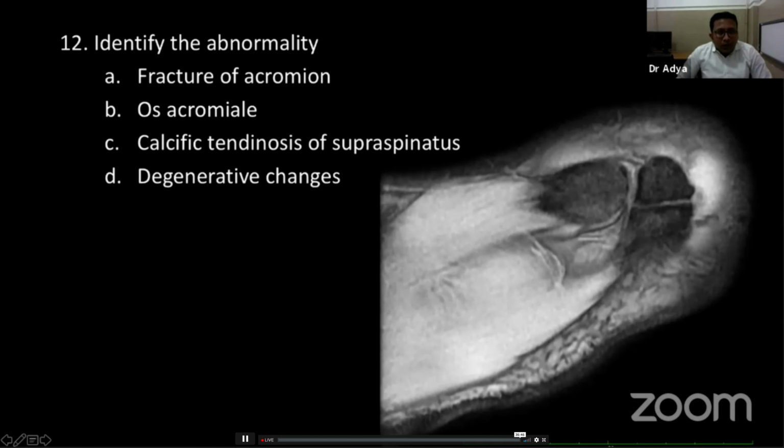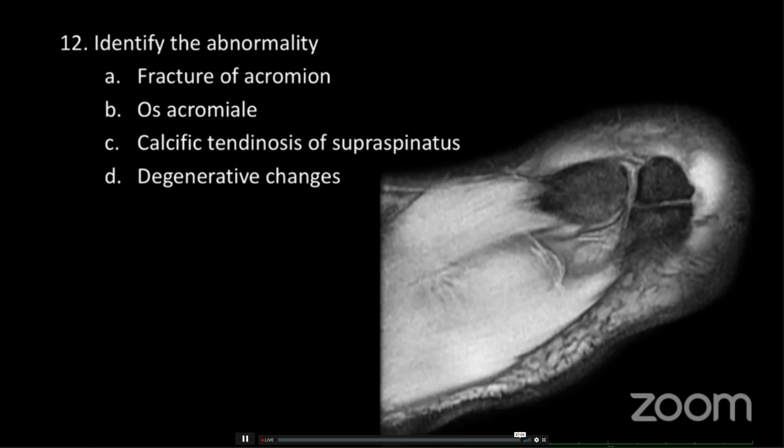Next question. Identify the abnormality. A is fracture of acromion, B is os acromiale, C, calcific tendinosis of supraspinatus, or D, degenerative changes. The poll is live, sir. I'm ending the poll, sir.